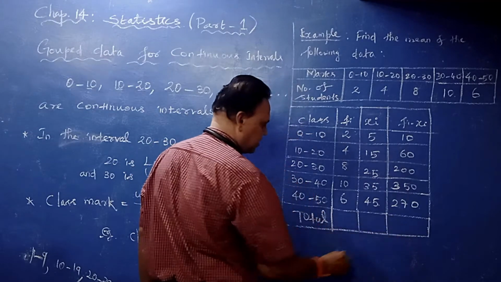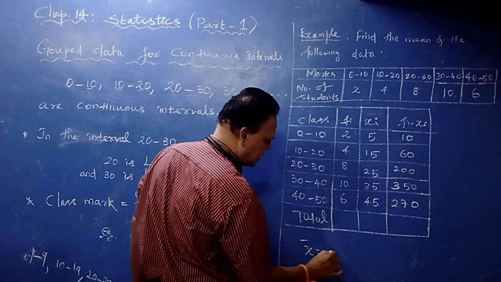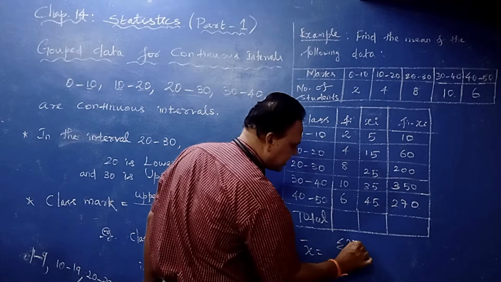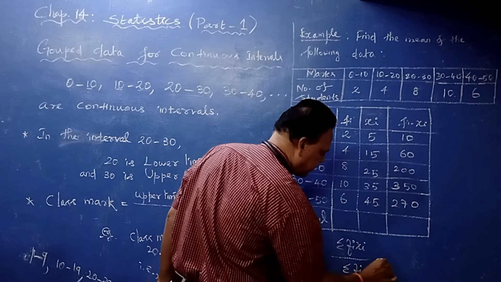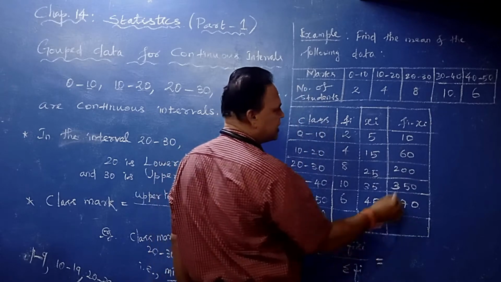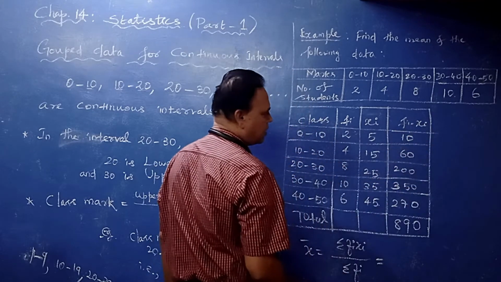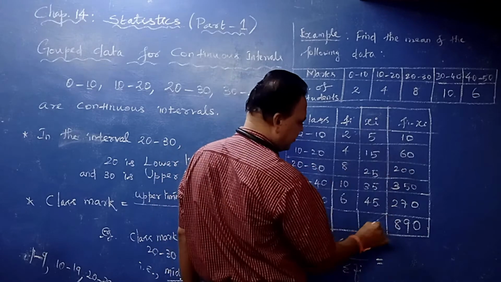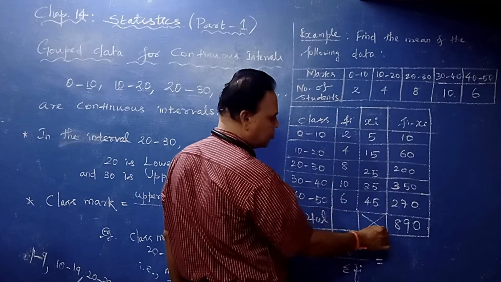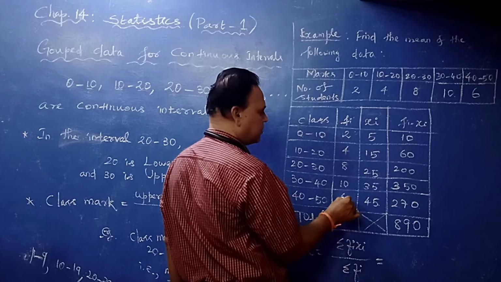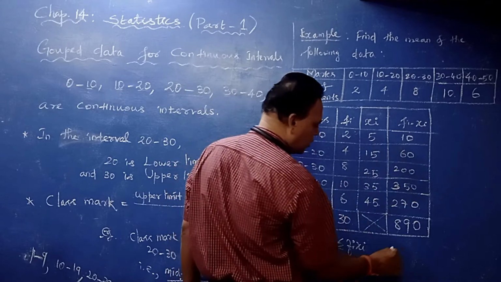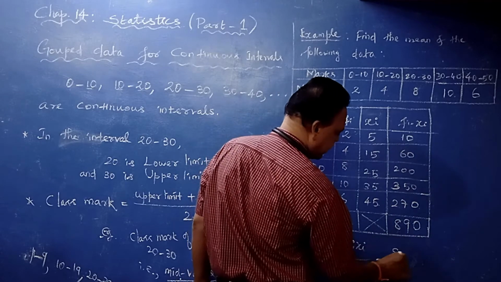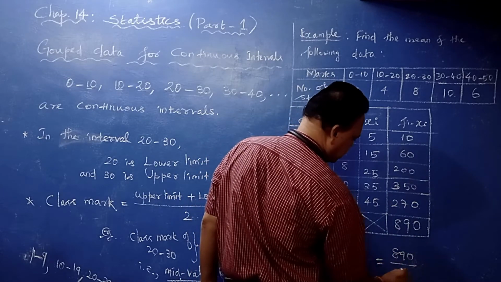What is the formula for x bar? That is sigma fi xi by sigma fi. Clear? So sigma fi we need. Now this total is not required; we need sigma fi only. This total is 10, 20, 30. So you write 890 by 30.